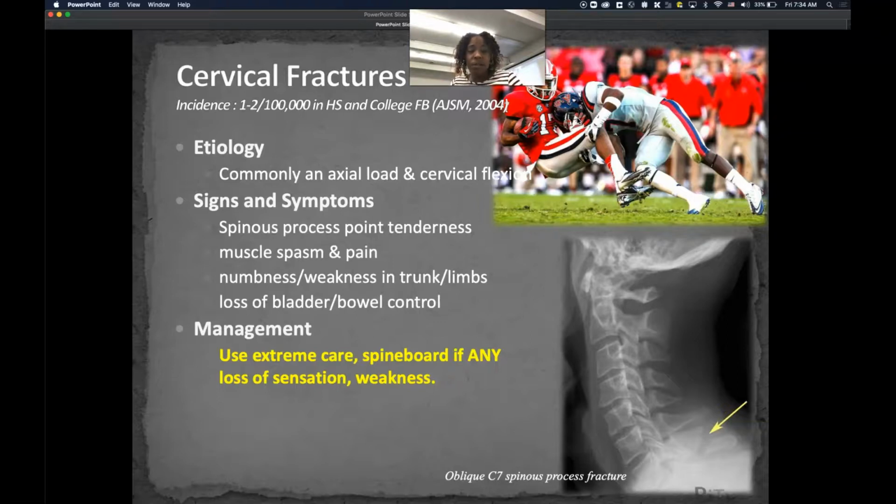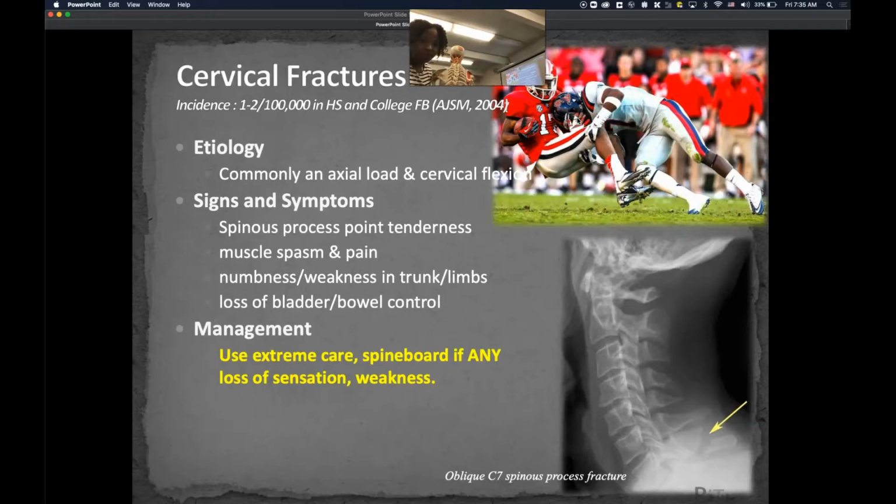Signs and symptoms: point tenderness to the spinous process of the patient. So let me show you what I'm talking about when I say spinous process, just so we're on the same page here. So they're going to have point tenderness right here, right on this spinous process, right? So when we touch, they're going to hurt. They'll have muscle spasm in the facet region, so they're going to have muscle spasm on each side potentially, makes sense? And then they're going to have numbness and tingling.